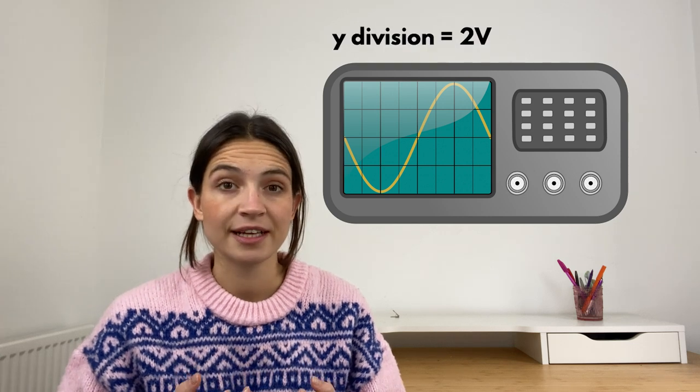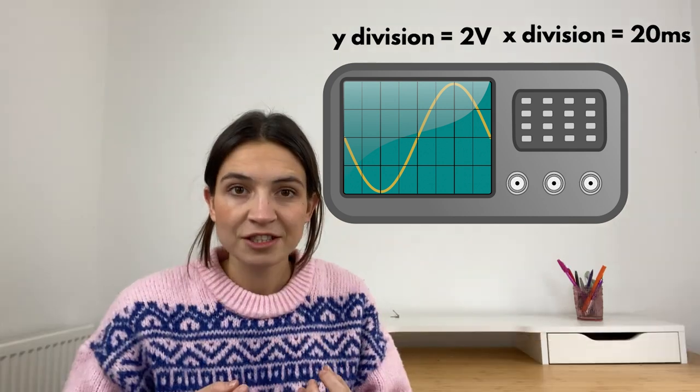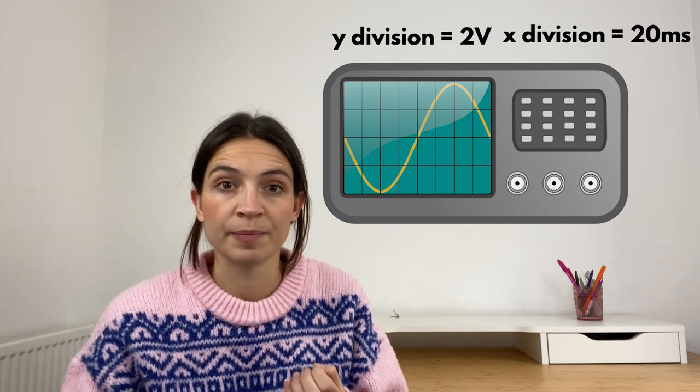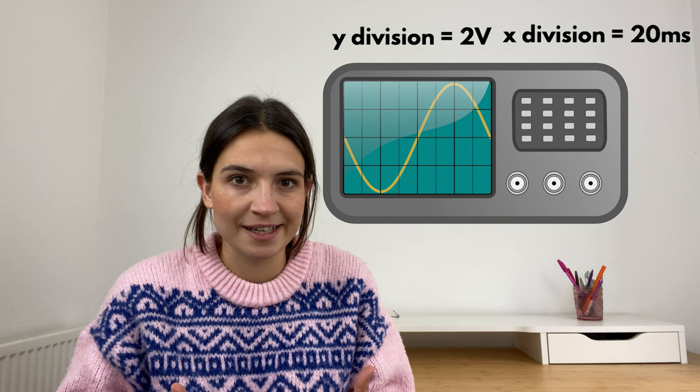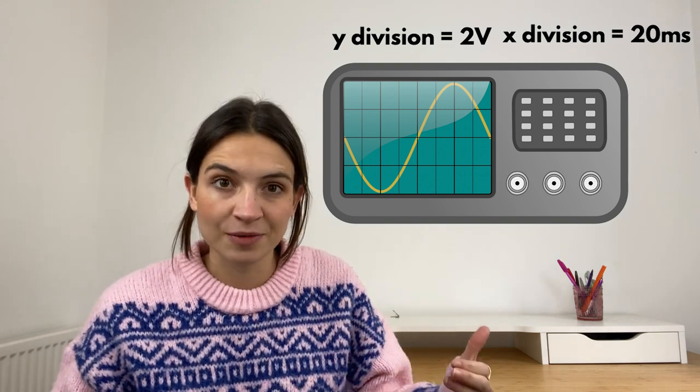Okay, to understand the next part, you need a basic understanding of waves, including frequency and time period. If you're unsure about those, check out the waves videos first. So we have an AC wave on an oscilloscope. Each Y division is set to 2 volts and each X division is set to 20 milliseconds. That is giving my graph its scale. Each division on the Y-axis being worth 2 volts means that my Y-axis goes up in 2s. And each division on my X-axis being worth 20 milliseconds means my X-axis goes up in 20 milliseconds.